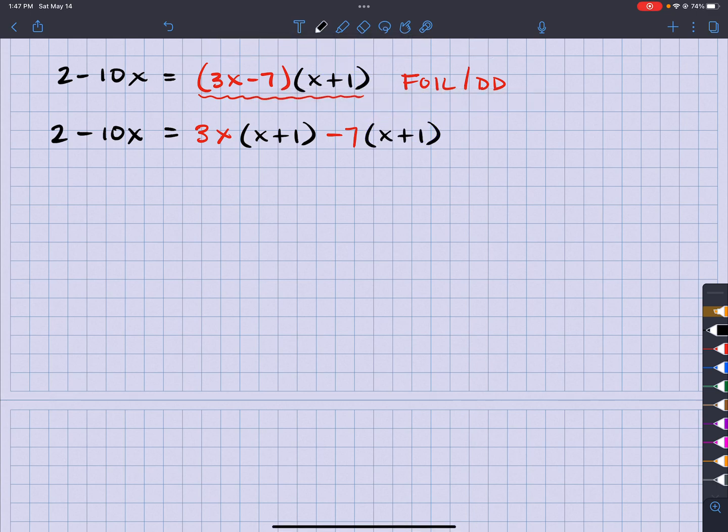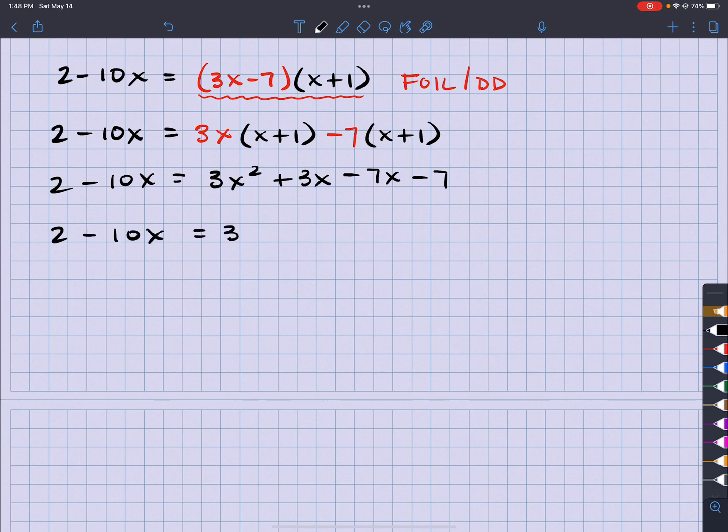All right, so what do I have? I got 2 minus 10x is equal to 3x squared plus 3x minus 7x minus 7. So I got 2 minus 10x is equal to 3x squared minus 4x minus 7.